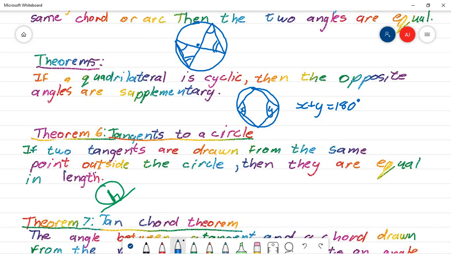Now, the first tangent to the circle theorem is if two tangents are drawn from the same point outside a circle, then they are equal in length. So that means if you have your circle and you have a point, say P over here, and both of your tangents go through this point P, then the distance between the circle and the point will be equal in size.